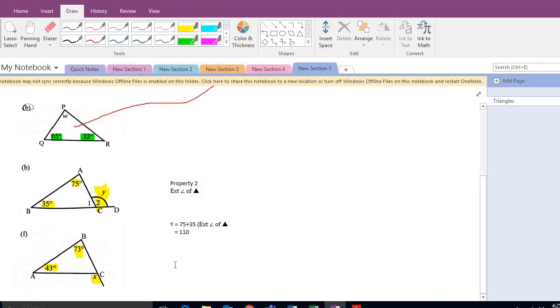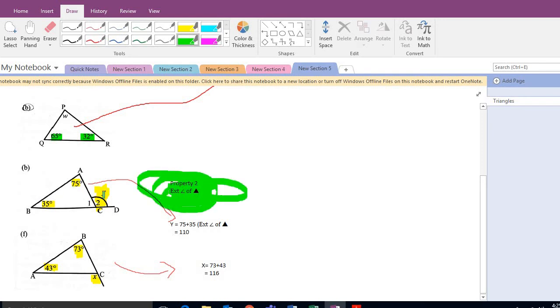And then for X, same thing. So let me just put my pen here. Yes, this one over here. All right, let's work it out. X equals 73 plus 43. What's 73 plus 43? 116. Okay, so all you need to know, ladies and gentlemen, is property 2: the exterior angle is always equal to the sum of the opposite interior angles. You'll see it on the page.